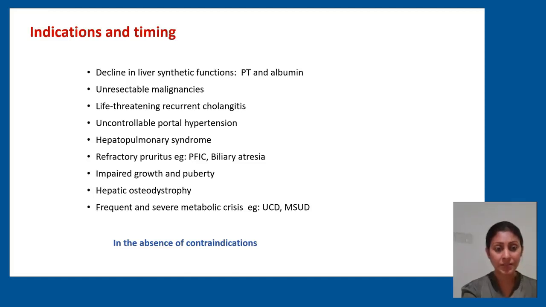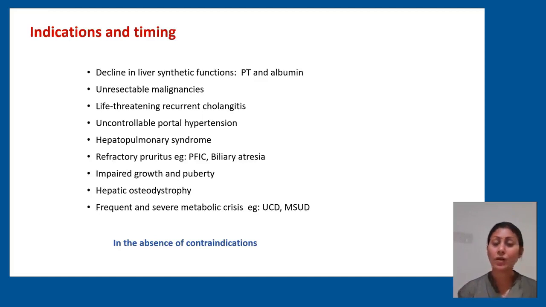These are relative indications, the osteoporosis or the hepatic osteodystrophy and impaired growth and puberty, as well as in metabolic liver disease. Frequent and severe metabolic crisis would become an indication for liver transplantation.